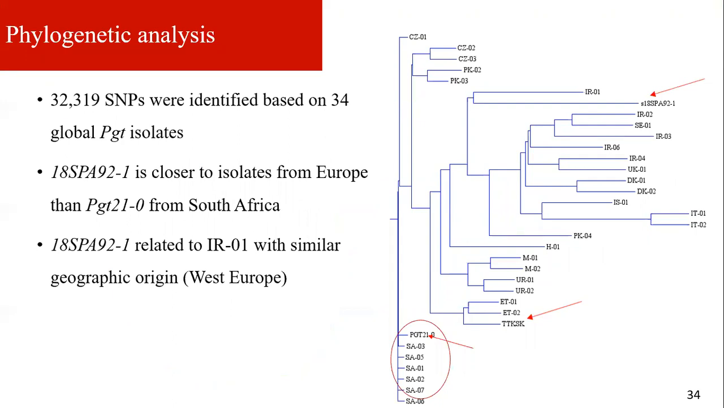Phylogenetic analysis was conducted using 32,390 SNPs, which were identified based on 34 global PGT isolates. 18SPA92-1 is indicated by the red arrow on the top right. It is closer to isolates from Europe than to PGT21-0 from South Africa, where PGT21-0 was clustered with other races from South Africa. Similarly, ETKSK, which is the original Ug99, was clustered with two other races from Ethiopia, ET01 and ET02. So 18SPA92-1 is related to IR01 with similar geographic origin, that is West Europe.